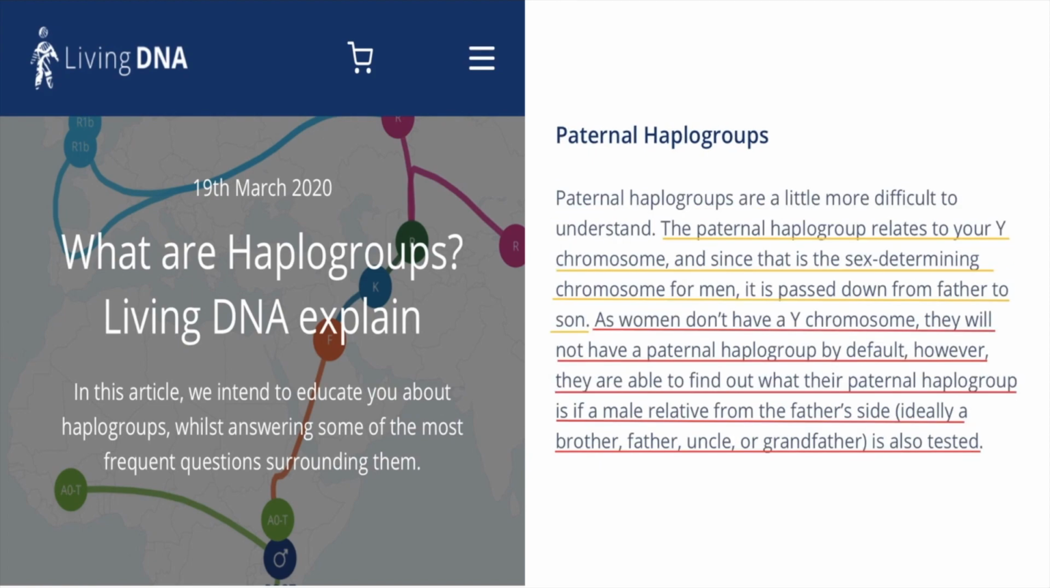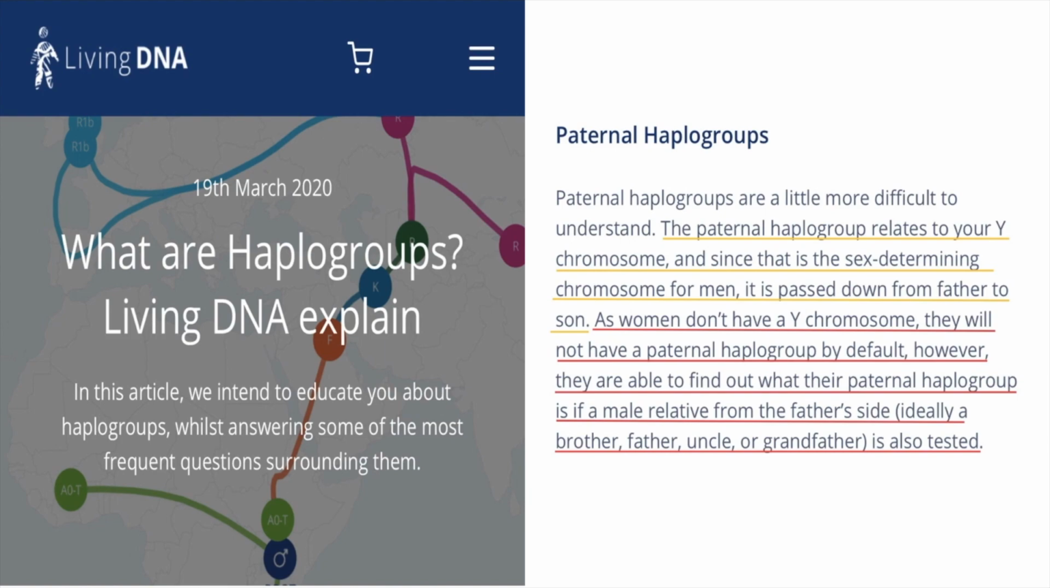Now, what are paternal haplogroups? The paternal haplogroup relates to your Y chromosome, and since that is the sex-determining chromosome for men, it is passed down from father to son. Also, women don't have a Y chromosome, so they will not have a paternal haplogroup by default. However, they are able to find out what their paternal haplogroup is if a male relative from the father's side, ideally a brother, father, uncle, or grandfather, is also tested.